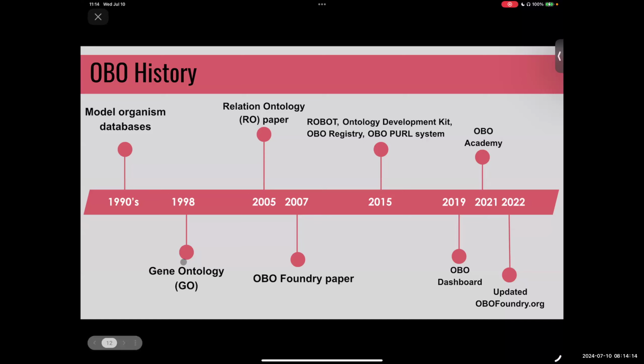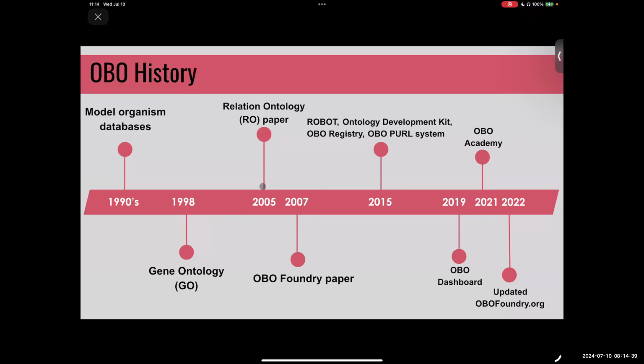So here's just a sketch of a history. OBO really grew out of the Gene Ontology, and the Gene Ontology grew out of model organism databases in the 1990s. They started to come together to share terminology with the Gene Ontology, GO, and they started developing just best practices for like identifiers and labels and subclass hierarchies and these kinds of things.